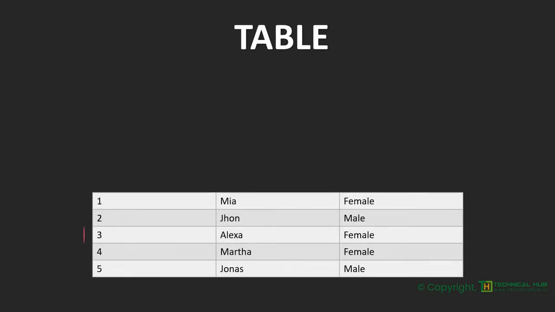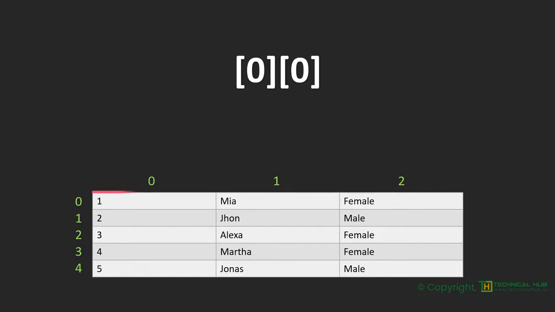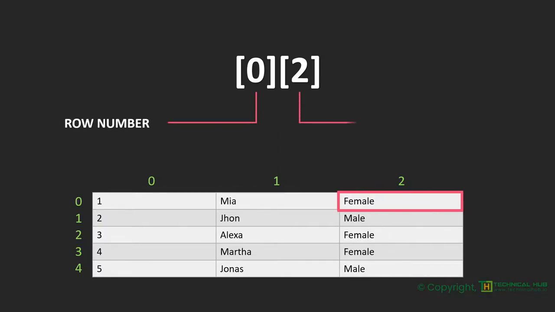The data is stored in the form of rows and columns. As you can see here, our data is stored in this format of rows and columns. And these are the index values of a table variable. So this is how we can access the data from the table. Index value 0,0 will give this cell value, and index value 0,2 will give us this value. So here the first number represents the row number, and the second number represents the column number.